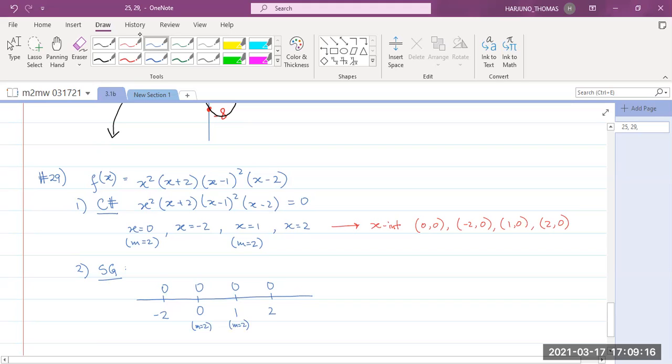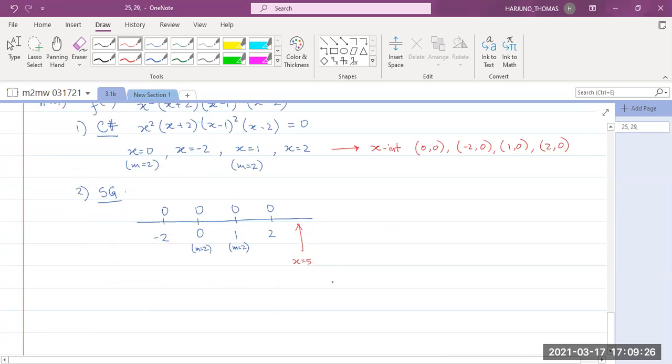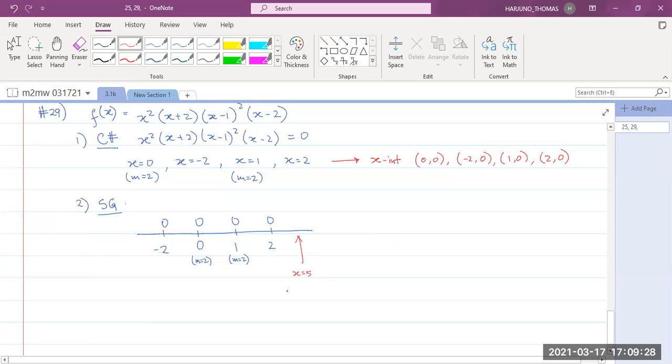Okay, now we do a testing point right now. Let's say x equals 5. So what will f(5) be? f(5) equals 5 squared times 7 times 4 squared times 3. Well, it doesn't matter. It's all positive, right?